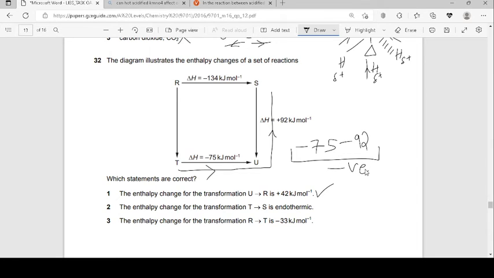And again, obviously this is very obviously a negative value. If you want to calculate it out, minus 75 minus 92 is minus 167. But you don't need to do that. It's quite obviously exothermic, because it's a negative value. So yeah, that is wrong, which means my answer must be D.